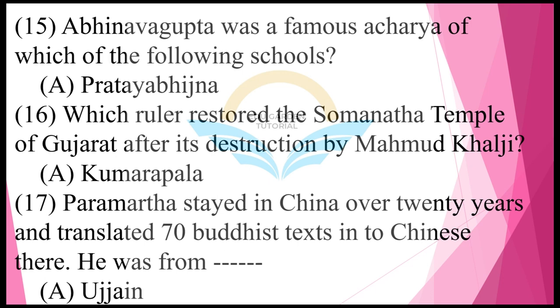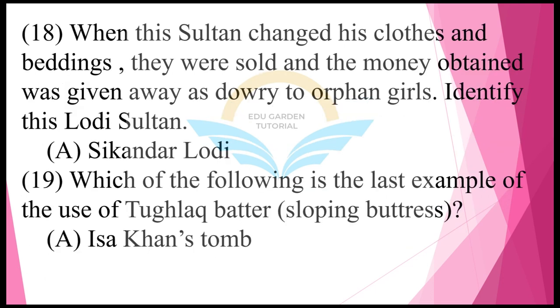Question number 18. When the Sultan changed his clothes and buildings, they were sold and the money obtained was given away as dowry to orphan girls. Identify this Lodi Sultan. Answer is Sikandar Lodi.